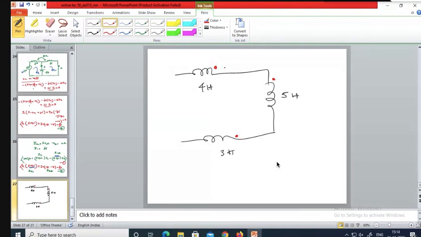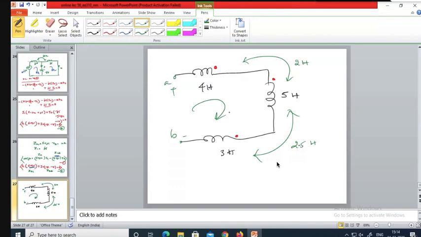The mutual inductance between these two coils is 2 Henry, and the mutual inductance between these two coils is 2.5 Henry. This is A, this is B, and you can write plus and minus. Now apply KVL in this fashion.